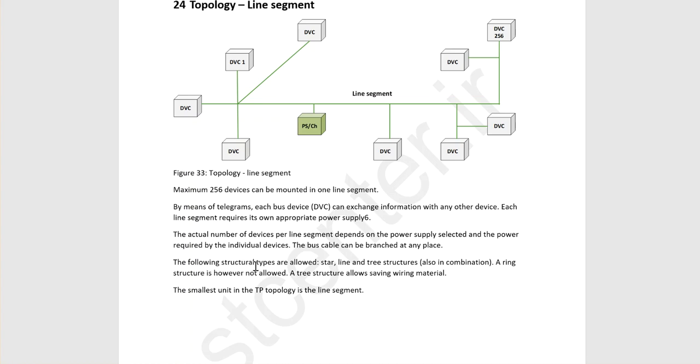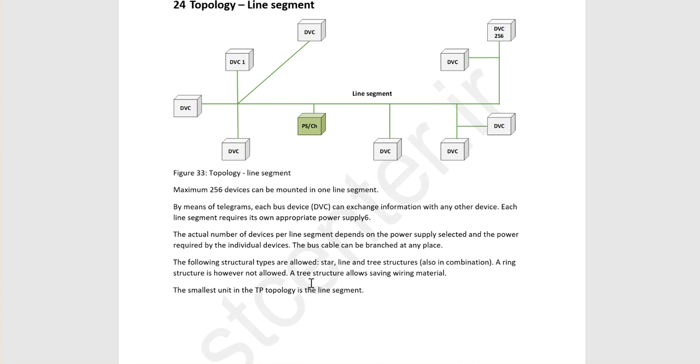The following structure types are allowed: star, line, and tree structure. As I told you before in chapter 1, the tree topology we can have, but a ring structure is however not allowed. You cannot ring the KNX. A tree structure allows saving wiring material. Of course, in other protocols like, for example, LAN, you can have the ring, but here in KNX we do not allow the use of the ring.